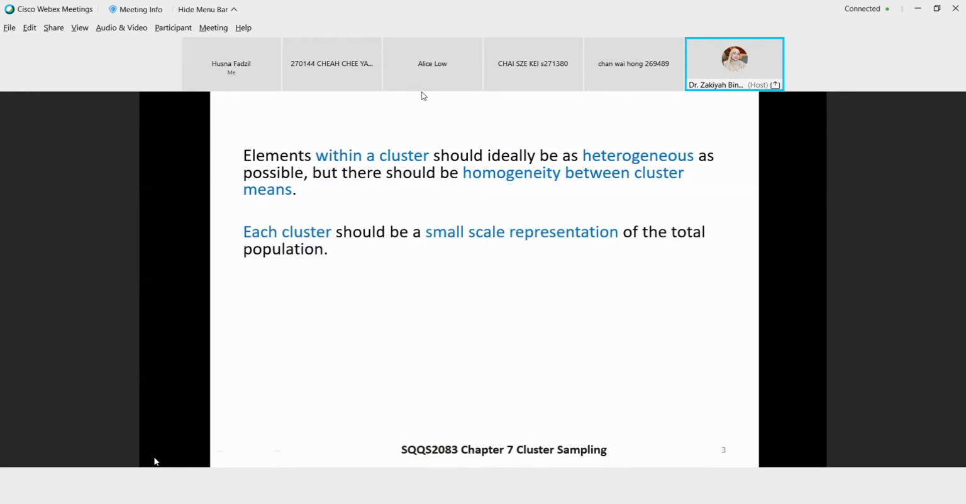Okay, so next, each cluster should be a small scale representation of the entire population. That's the key thing. So in my head, I see this. Each cluster is like a mini population. Is stratified like that? Each stratum a mini population?